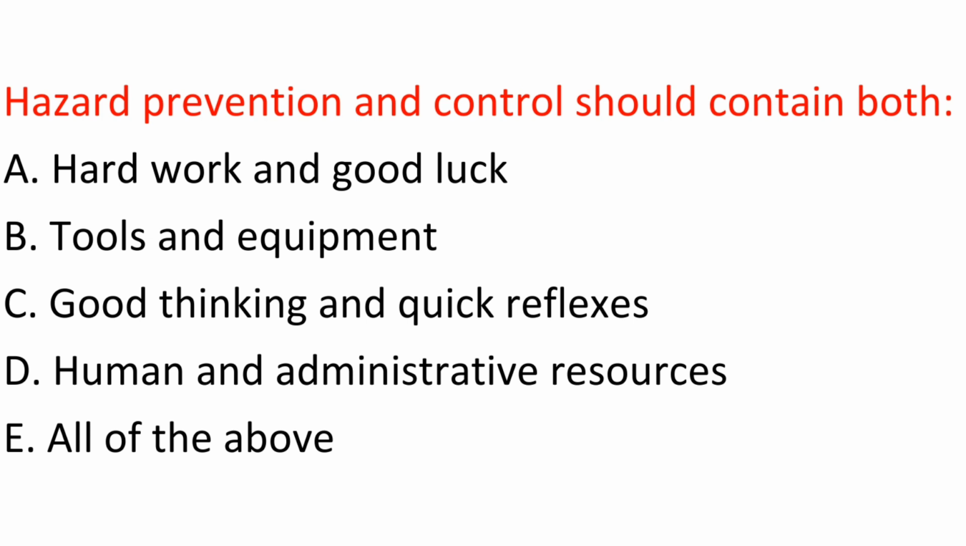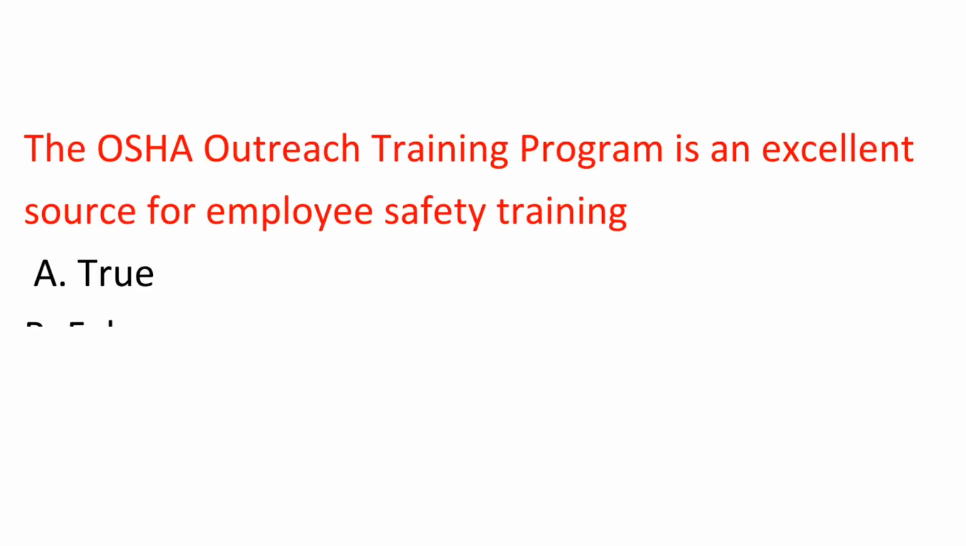Question. Hazard prevention and control should contain both: A. Hard work and good luck. B. Tools and equipment. C. Good thinking and quick reflexes. D. Human and administrative resources. E. All of the above. Answer. D. Human and administrative resources.